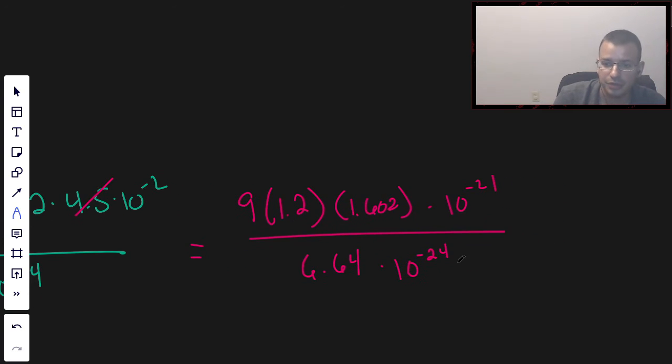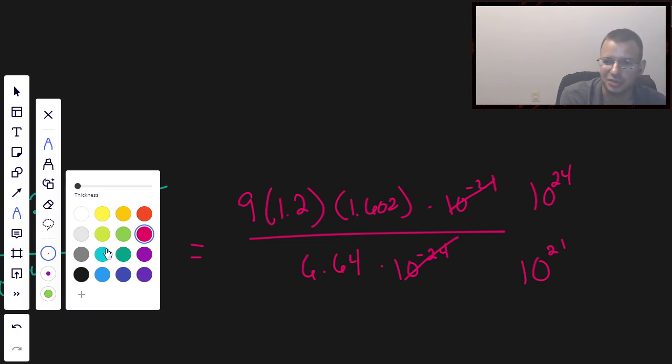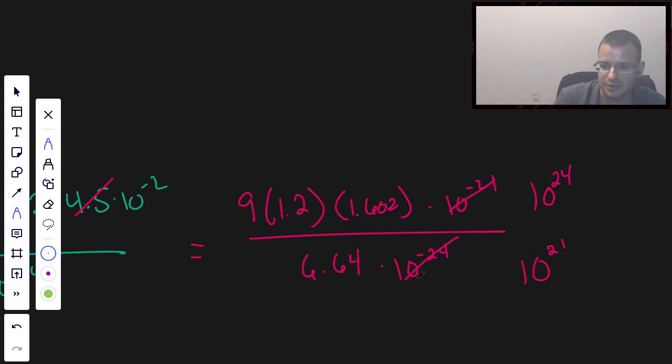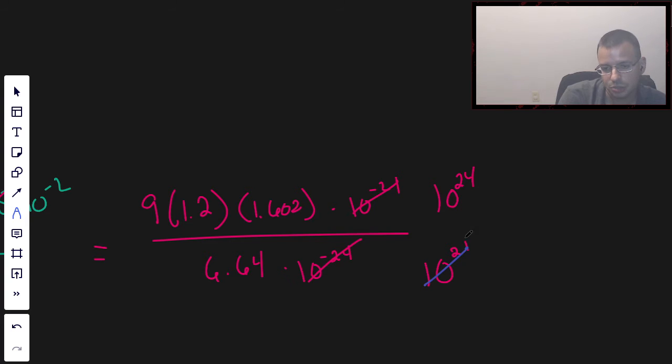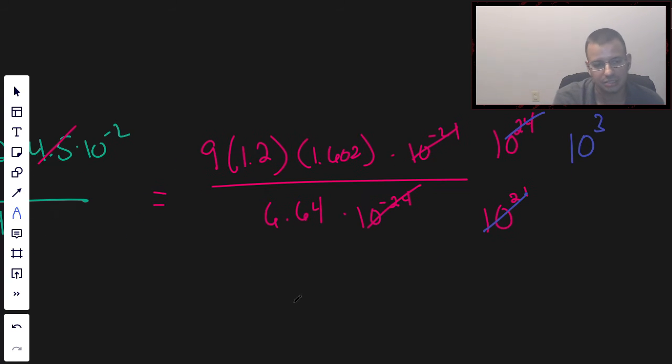10 to the negative 24th is the same as 10 to the 24th up top. And 10 to the negative 21st on top is the same as 10 to the 21st on bottom. I know it doesn't matter, I just don't like negatives. I tend to be a fairly positive person in life. When you divide exponents, 10 to the 24th divided by 10 to the 21st is the same as 10 to the 24 minus 21, which becomes 10 to the 3rd, which is the same as 1,000.